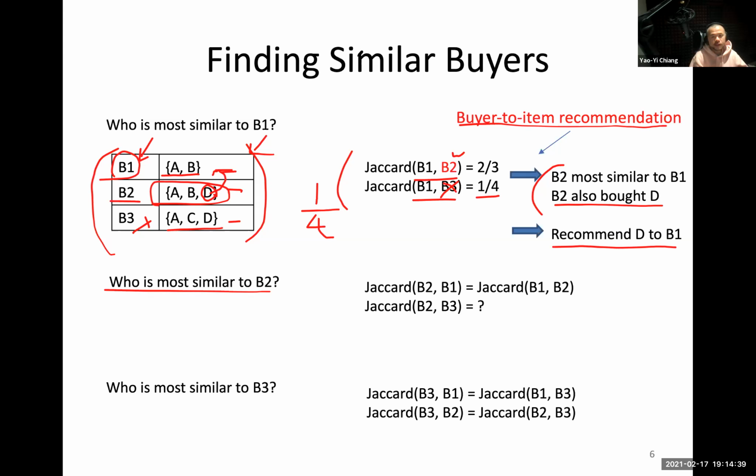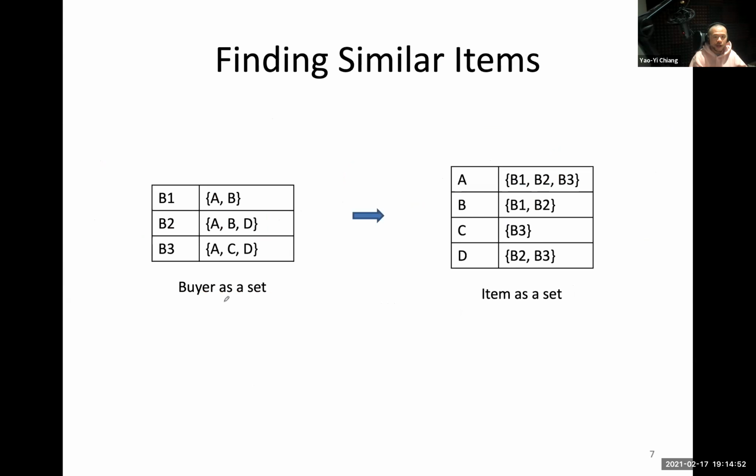All right, so find similar buyers could be one potential application that you can use to compare different sets, right? So this is a set, this is a set, this is a set. And we can treat buyers as a set, or we can treat items as a set, right? If you look at here, A has been purchased by B1, B2, B3, and B has been purchased by B1 and B2. And then if you compare all these sets, you will be able to find similar items.